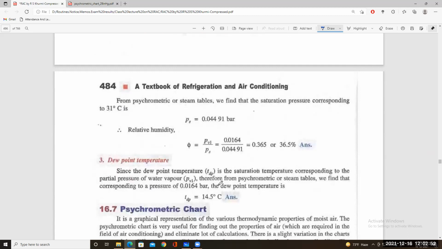From the steam table, we know the saturation pressure corresponding to 31 degrees centigrade is given as 0.04491. So the relative humidity, the ratio of the two pressures, is 0.0164 over 0.0449, which is 0.36 or 36.57%. Now the dew point temperature is the saturation temperature corresponding to the partial pressure of vapor. Therefore, from the psychrometric chart or steam table, for the pressure of 0.0164 we get a dew point temperature of 40.5 degrees centigrade.